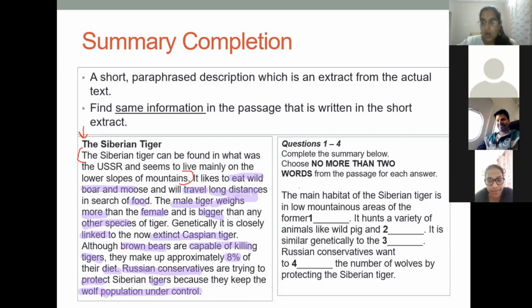Okay. Now, what do we have to do? It says choose no more than 2 words, which means my answer can be either a word or 2 words only. If it is a number, I have to spell it. Correct? Now, I want you to do this on your own. We've already done sentence completion. I want you to try this on your own and send in the answers in the chat, all the 4 answers at the same time. Okay? I'll give you guys 2 minutes. And I've also marked the keywords for your ease.